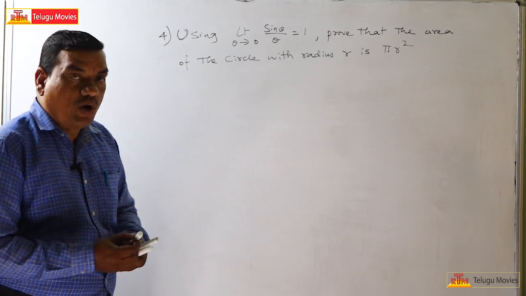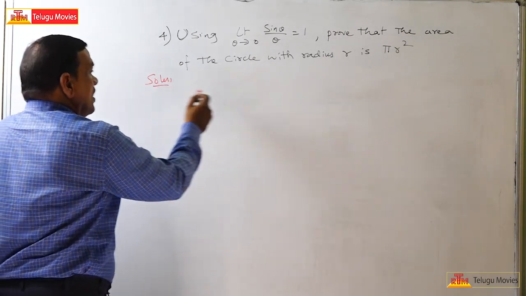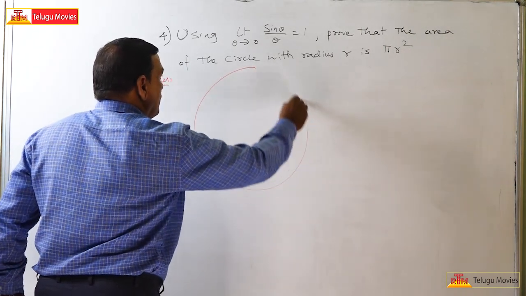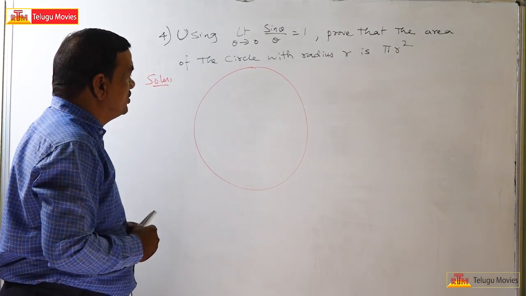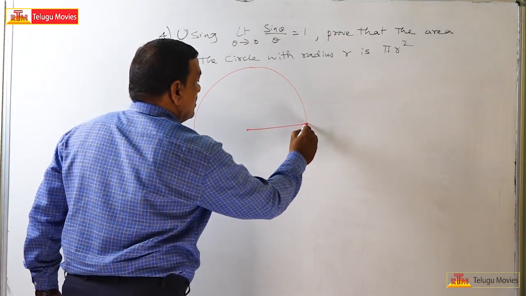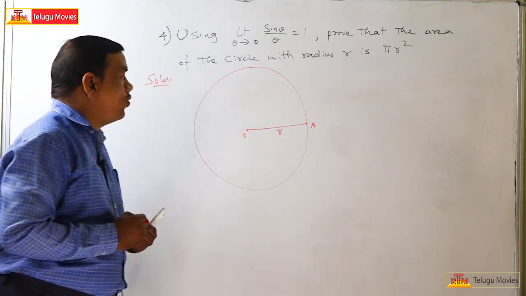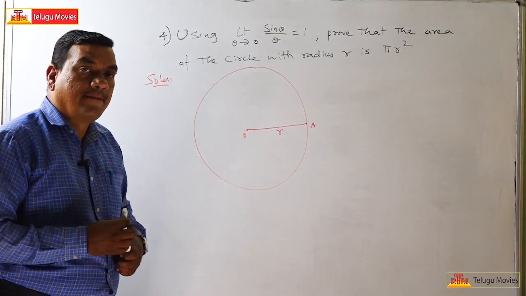So to do this problem, let us proceed like this. Let us take a circle with the radius r. Okay now, so this is a radius r. Let us call it O and A. OA is a circle with a radius r.